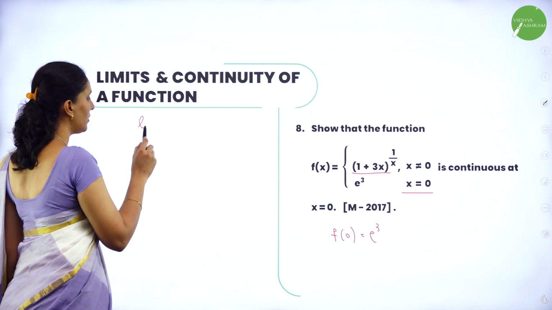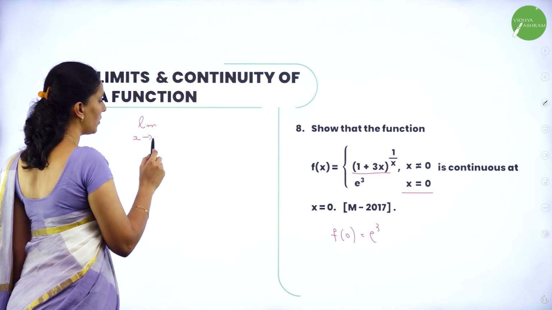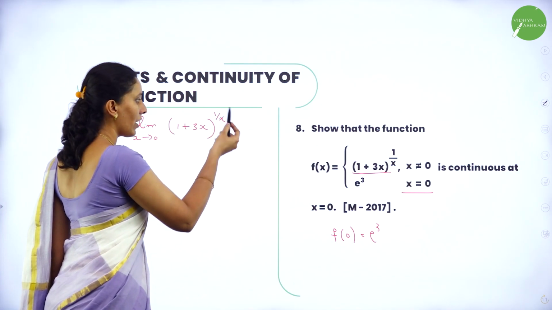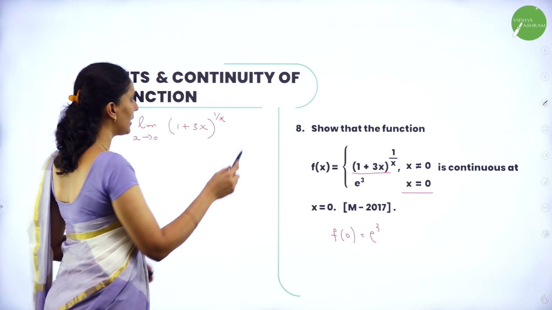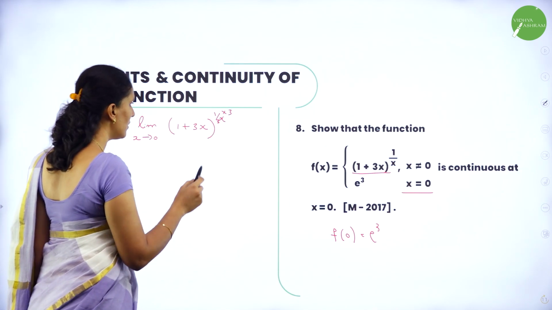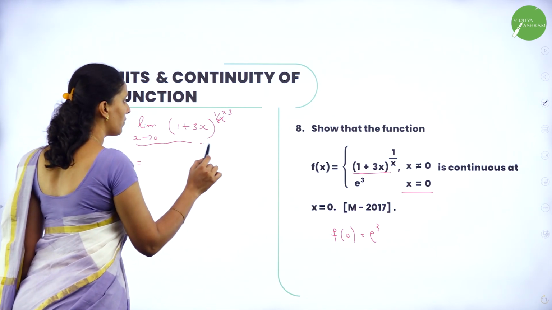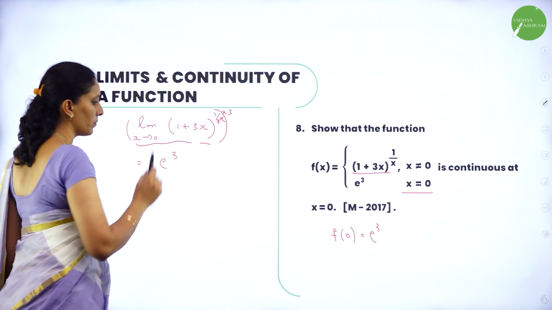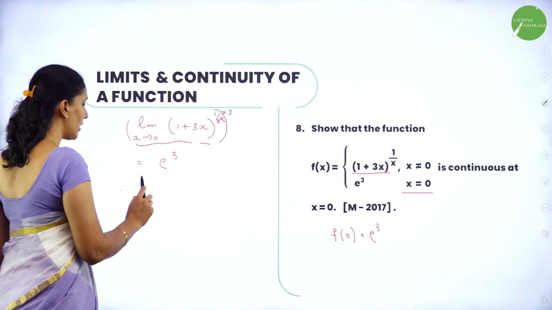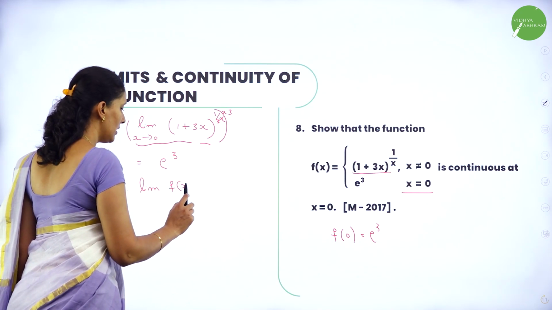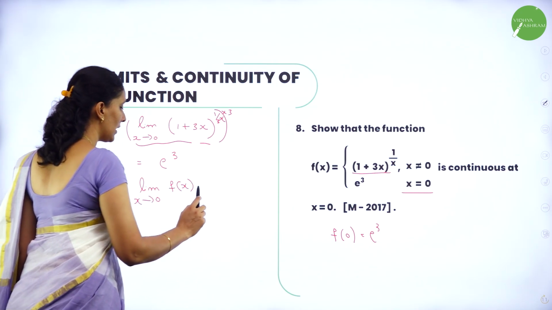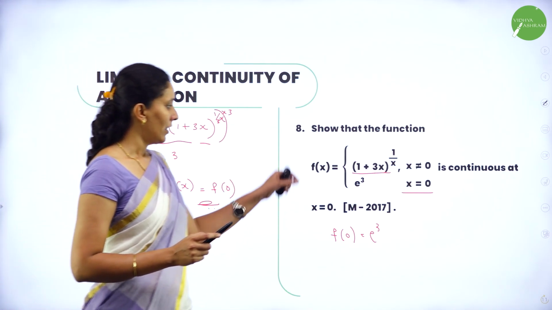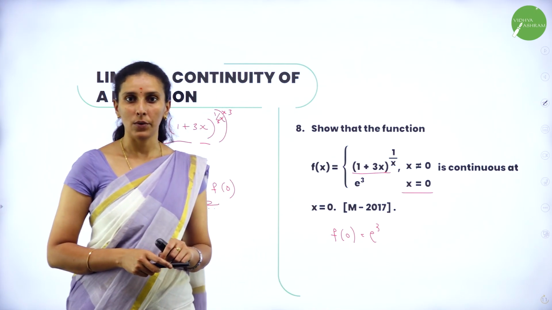So let us apply the limit as x tends to 0 to the function (1 plus 3x) whole to the power 1 by x. We have already done this problem before, so we will multiply by 3 and divide by 3 here. So if you apply the limit for this function here, taking the whole cube, we will get e as the value and outside we have cube. So clearly we are getting limit of the function as x close to 0 is equal to f of 0. So therefore we can say the function is continuous at x is equal to 0.